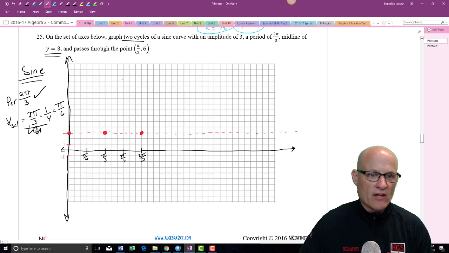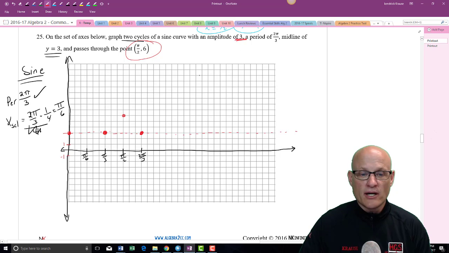Okay. Now the other information it gave us is it goes to the point pi over 2, 6. Let's see if that makes sense. Pi over 2, up, that's 3, 4, 5, 6. Now isn't the amplitude 3? Oh, okay, that makes sense then. It went up 3. That means in between here it should go down 3. 1, 2, 3. So that goes like this.